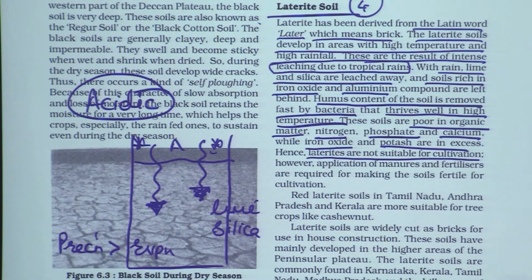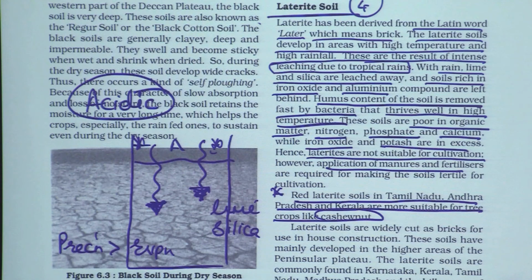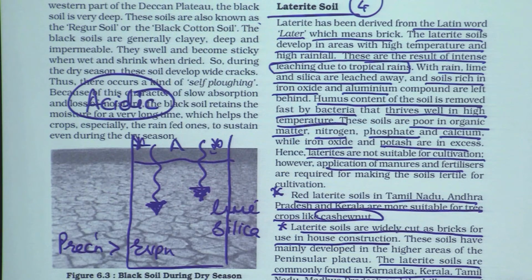Laterite soils are not suitable for cultivation, but with the application of fertilizer we can cultivate them. The most important thing you should read is that red laterite soil in Tamil Nadu, Andhra Pradesh and Kerala is suitable for cashew nut. The second important thing is that laterite soil is widely cut as bricks for house construction. Laterite soils are commonly found in Karnataka, Tamil Nadu, Madhya Pradesh and the hilly areas of Assam.